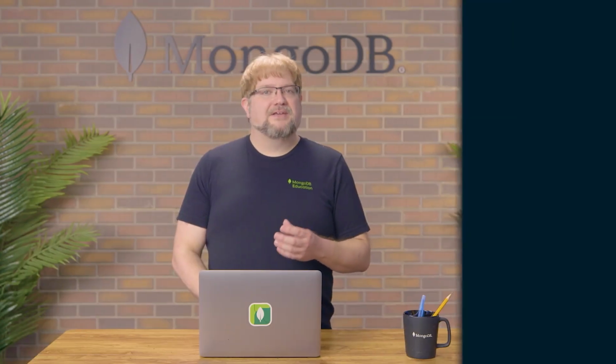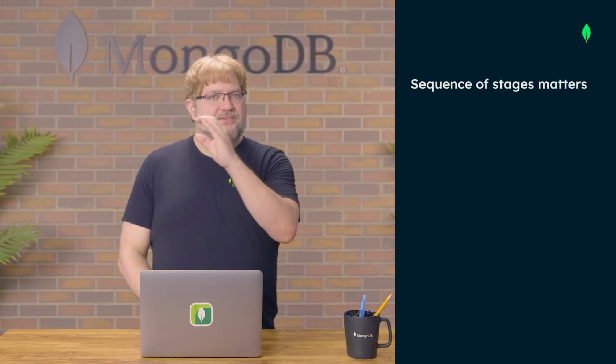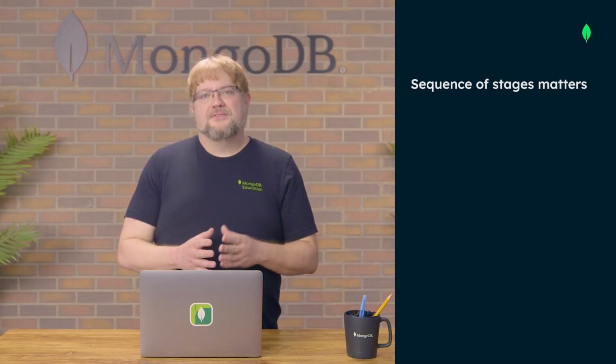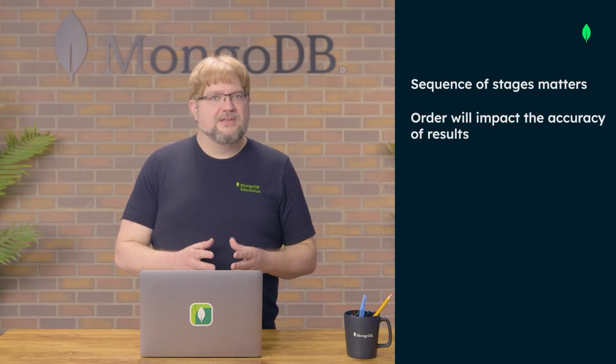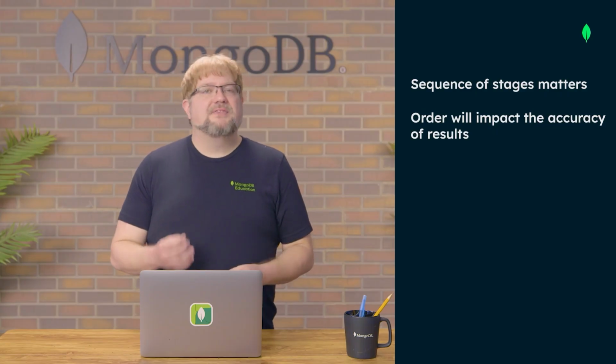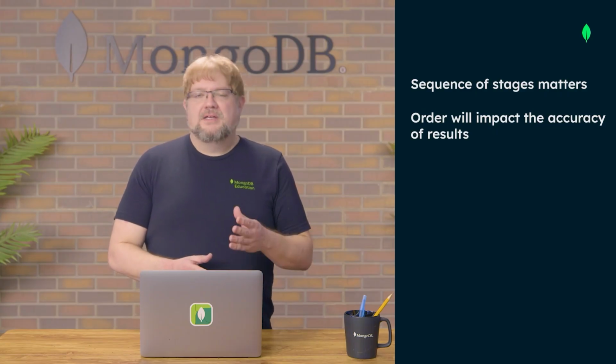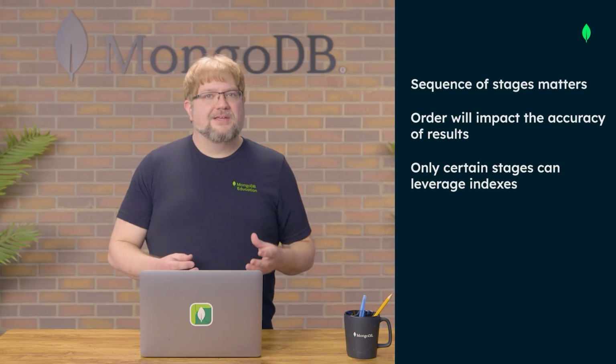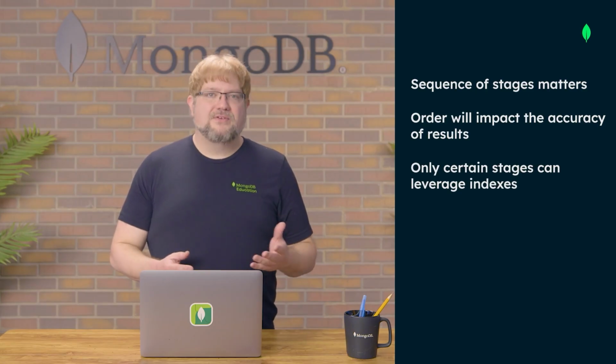When we build an aggregation pipeline, the sequence of the stages matters. This is because the order in which the operations executed by each stage are performed on the documents in your pipeline will impact the accuracy of the results. Additionally, only certain stages can leverage indexes to make execution more efficient.